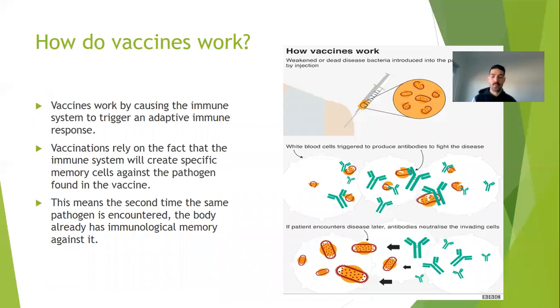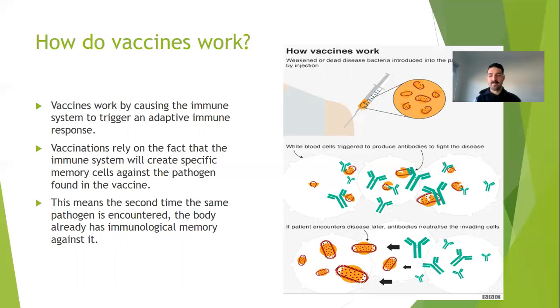So how do they work? Well, what we rely on is the fact that the vaccine will still trigger an immune response, and specifically we want an adaptive immune response because we want those highly specific memory cells to be developed. So if we have a look at this diagram, the vaccine actually contains part of the pathogen. So here, this is, for example, a bacteria. So we would inject a weakened or a killed version of that bacteria.